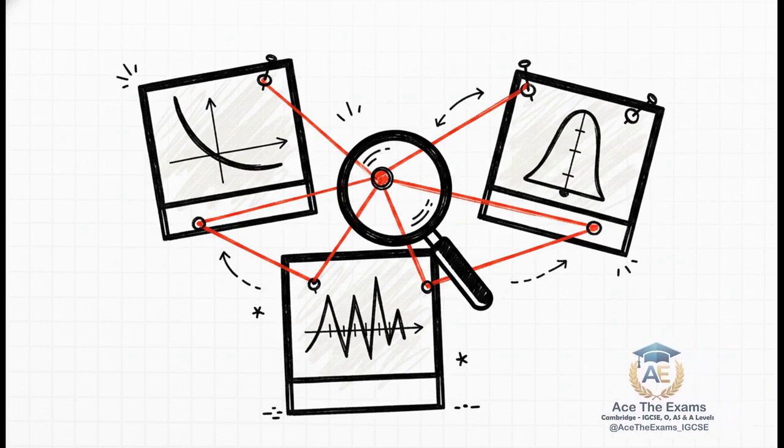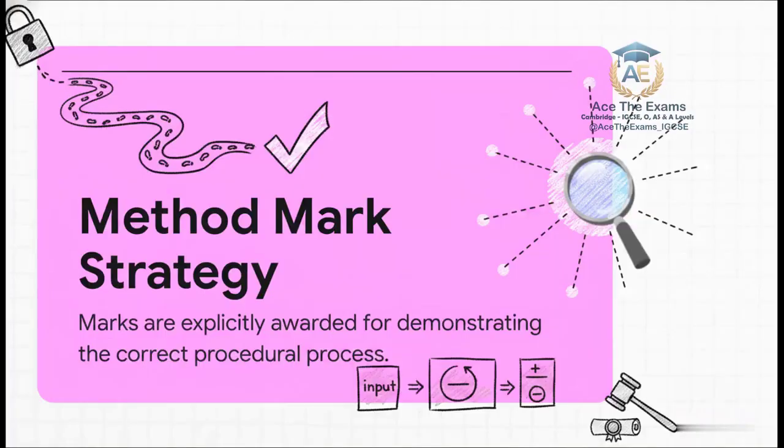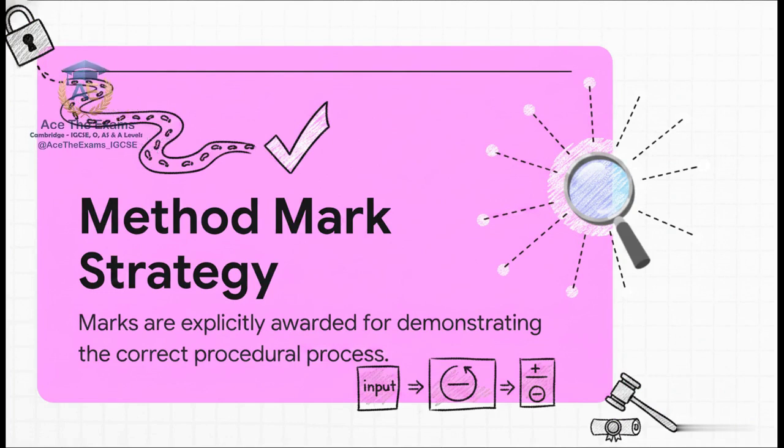over the evidence. Moving on to phase 2 of our investigation, the procedural framework and methodology. I want you to think of this as the rigorous, non-negotiable protocol you must follow the very second you step up to the exam crime scene. If you contaminate the scene by failing to clearly show your working, the marks are gone, period.